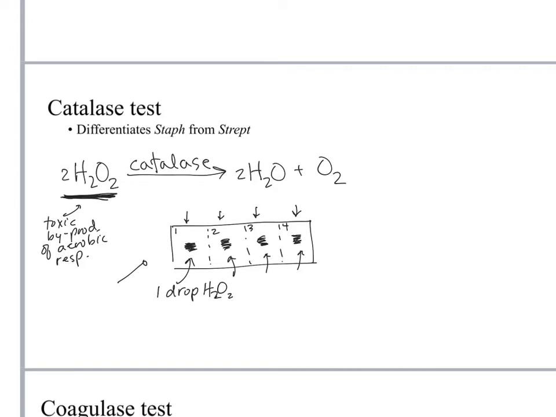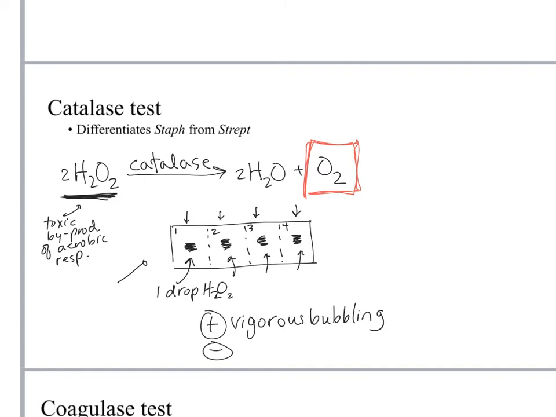Okay, and what you're looking for in a positive result is some vigorous bubbling. Okay, you are looking for the product of the reaction that we can see. Okay, and that's the oxygen bubbles. Okay, negative results, you might get a few bubbles, let's say few or no bubbles.